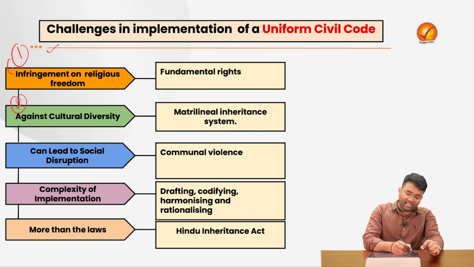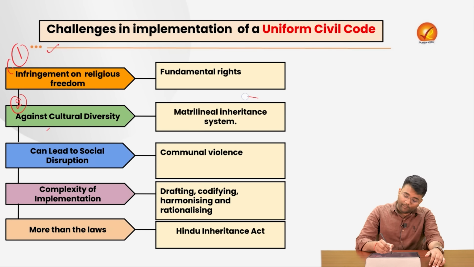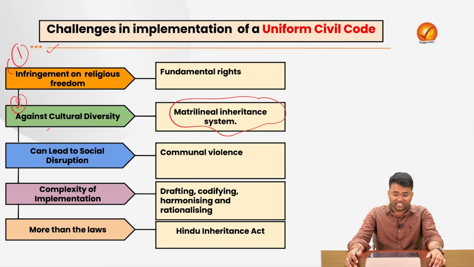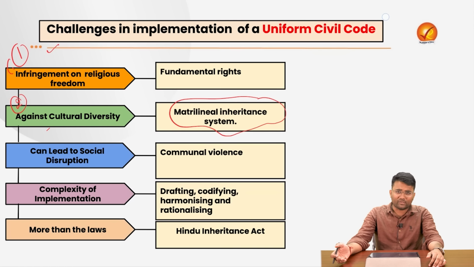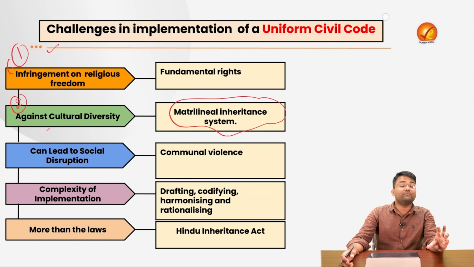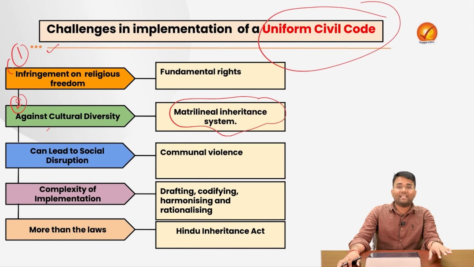The second important point is cultural diversity, where some people say that the Uniform Civil Code will be against that cultural diversity. For example, in some tribal societies, there is a matrilineal inheritance system. In some societies, the culture or the nature of marriages is different, and maintenance, adoption, divorce, etc., are also different. The number of marriages that are allowed in different societies is also different. So every culture has some unique features, and now if we are bringing a uniform or common civil code, in a way cultural diversity will be impacted.